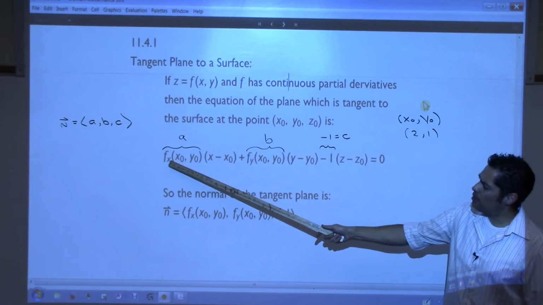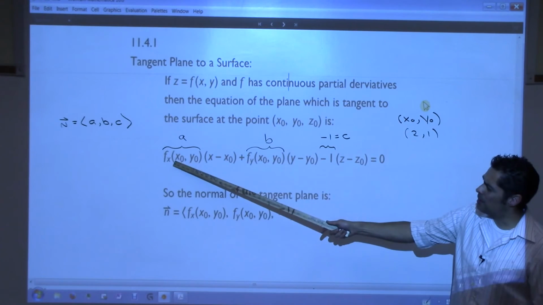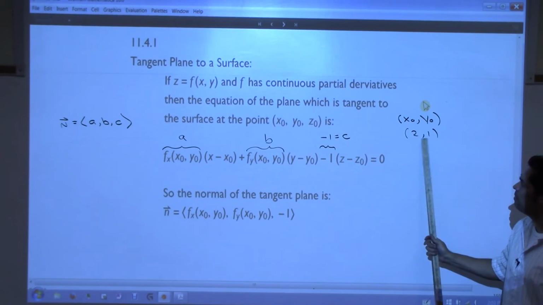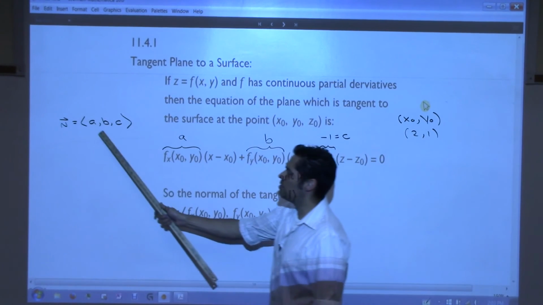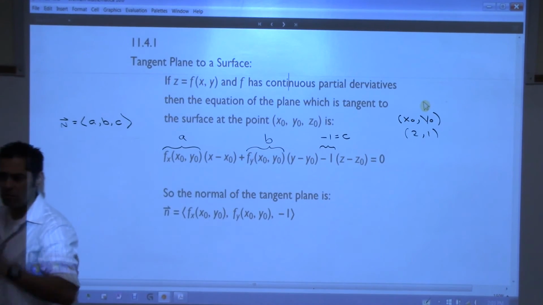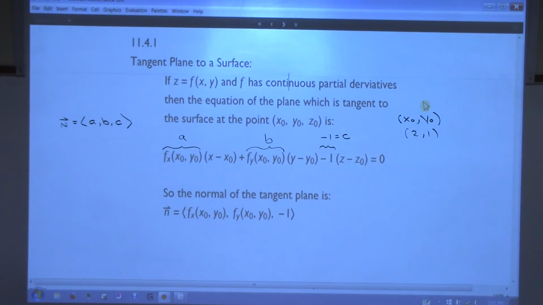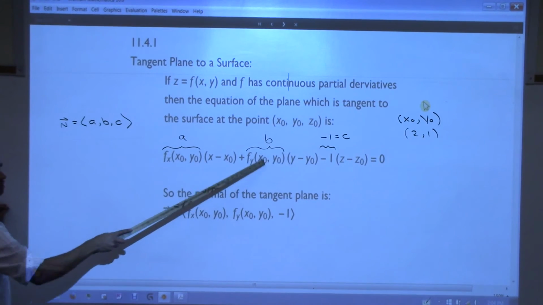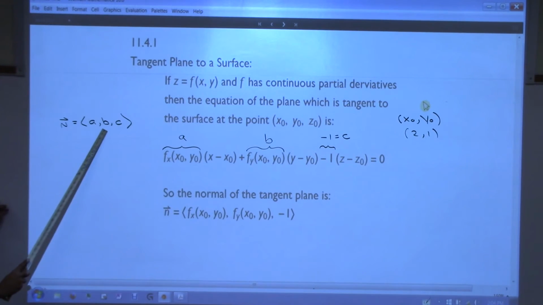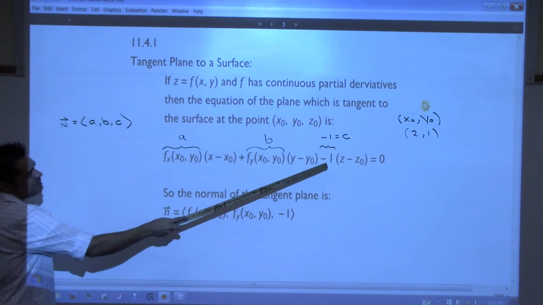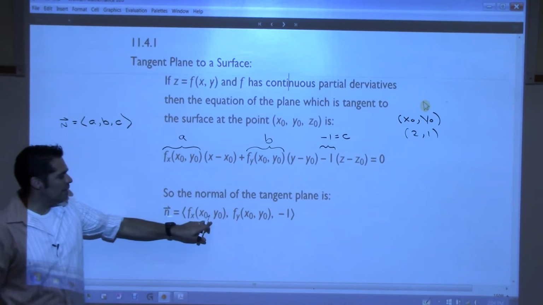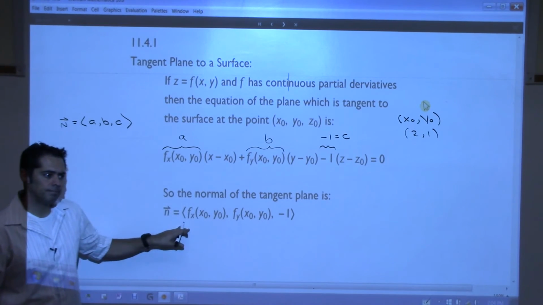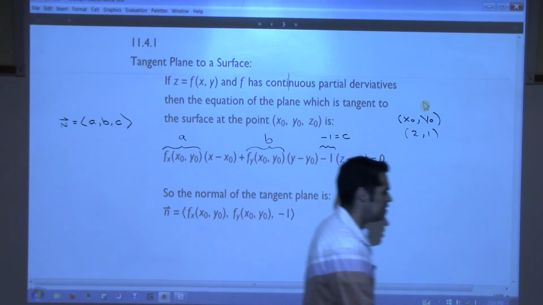You're just going to have to figure out the partial derivative of the function with respect to x. You're going to plug in the point 2, 1. That's going to be a number, isn't it? That number is the first number in the direction vector for that normal. And then the partial with respect to y, plugged in at 2, 1, that's going to give you this part. And then the good thing is c is always -1. So that's what I'm saying here. The normal vector is just this. Let's see if we can do an example.